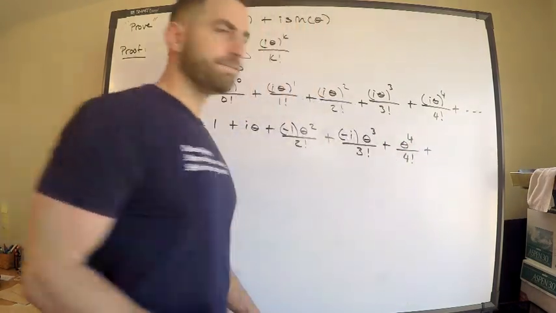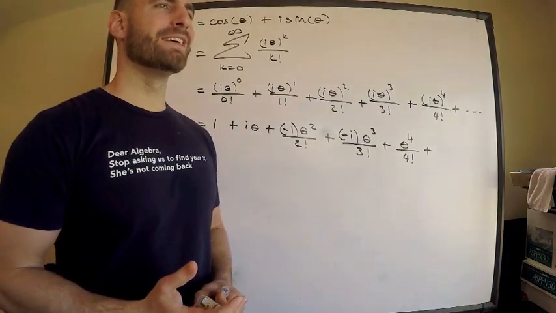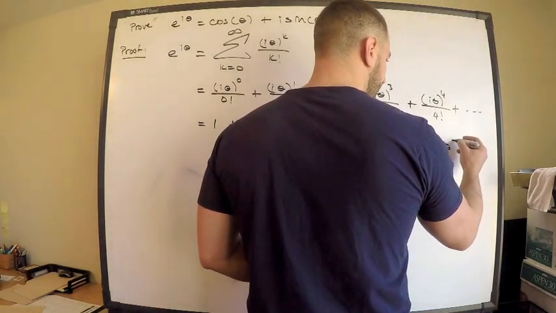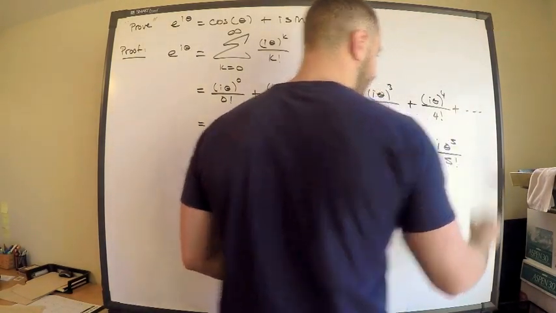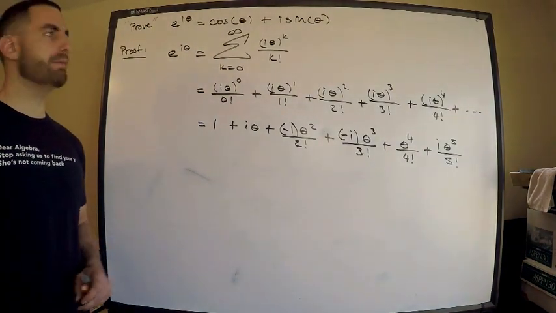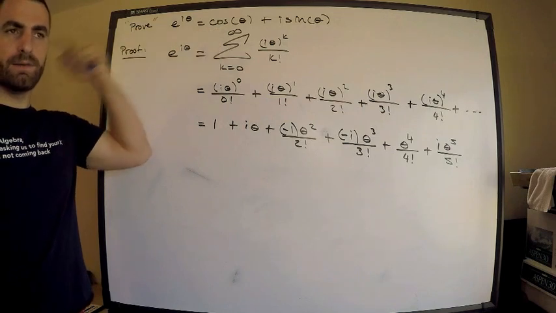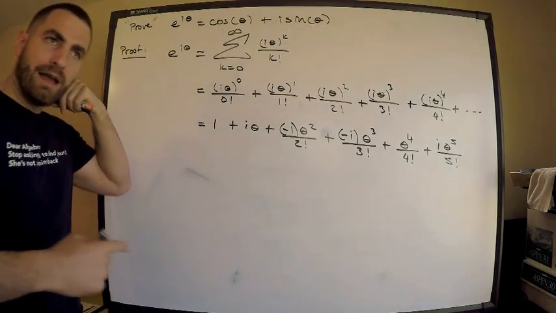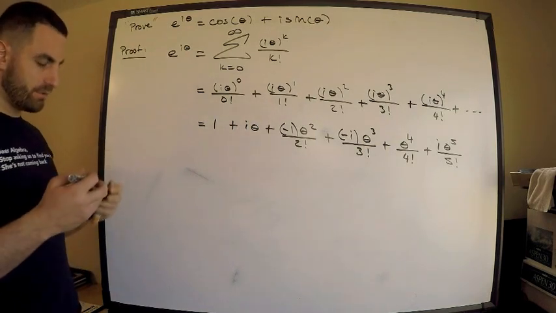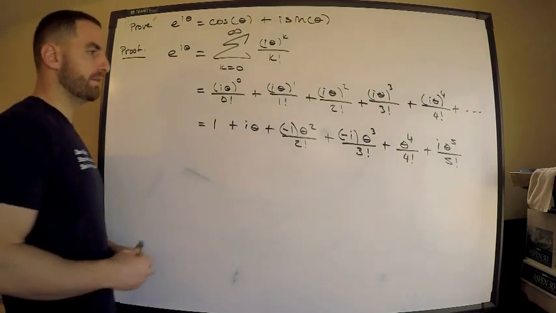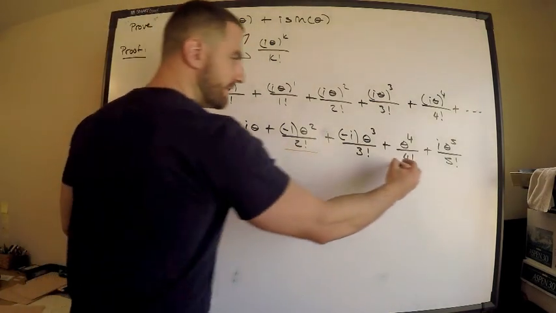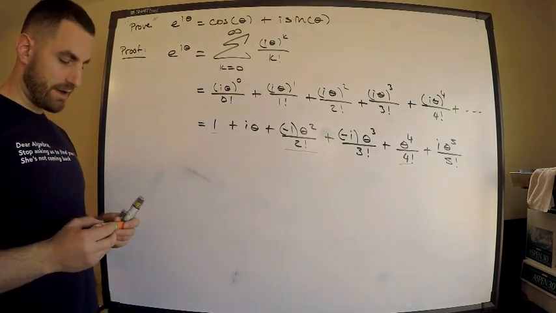The next term would be i to the 5th. What's i to the 5th? That's i. So i theta to the 5th over 5 factorial. Let's continue then. Let's rearrange things. Remember the power series for cosine: 1 minus theta squared over 2 factorial plus theta to the 4th over 4 factorial. Look at the even powers. This is to the 0, this is even, this is even. Those are not going to have i involved.